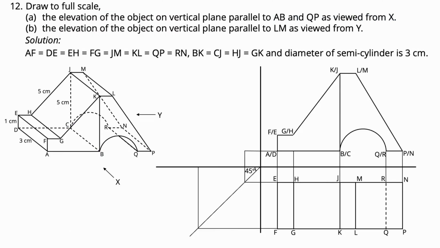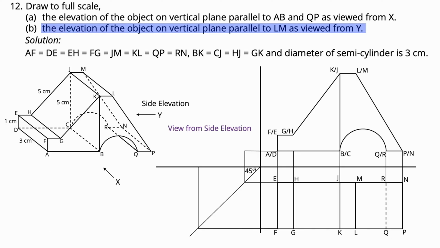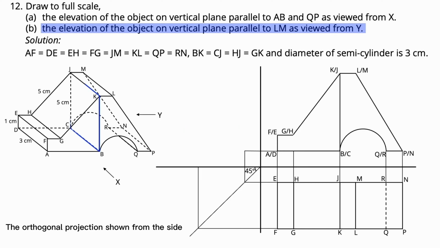Question B. The elevation of the object on a vertical plane parallel to LM as viewed from Y. The elevation of the object as viewed from Y is a side elevation. The side elevation is drawn on the left side or the right side of the front elevation depending on the viewing direction. The orthogonal projections are shown from the side.